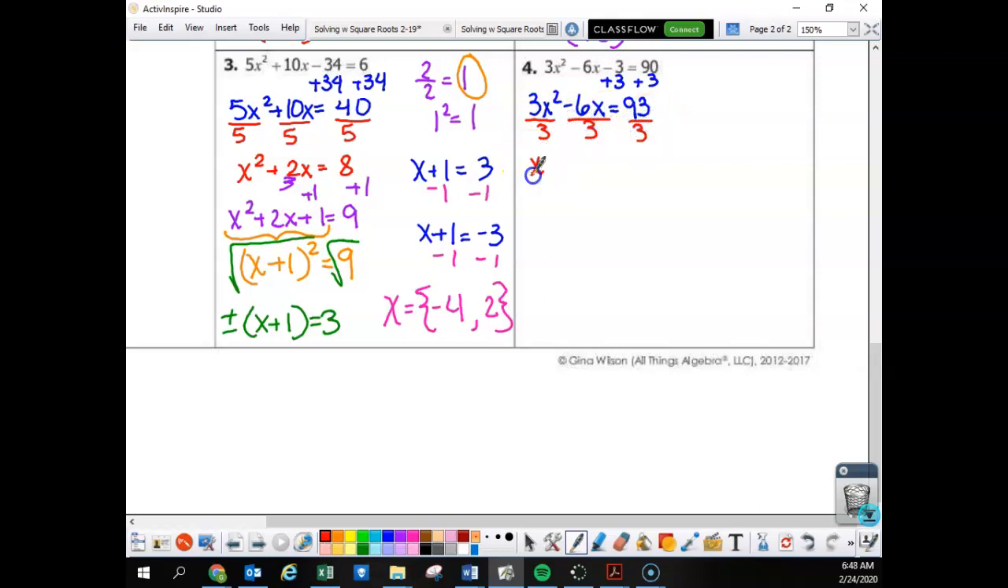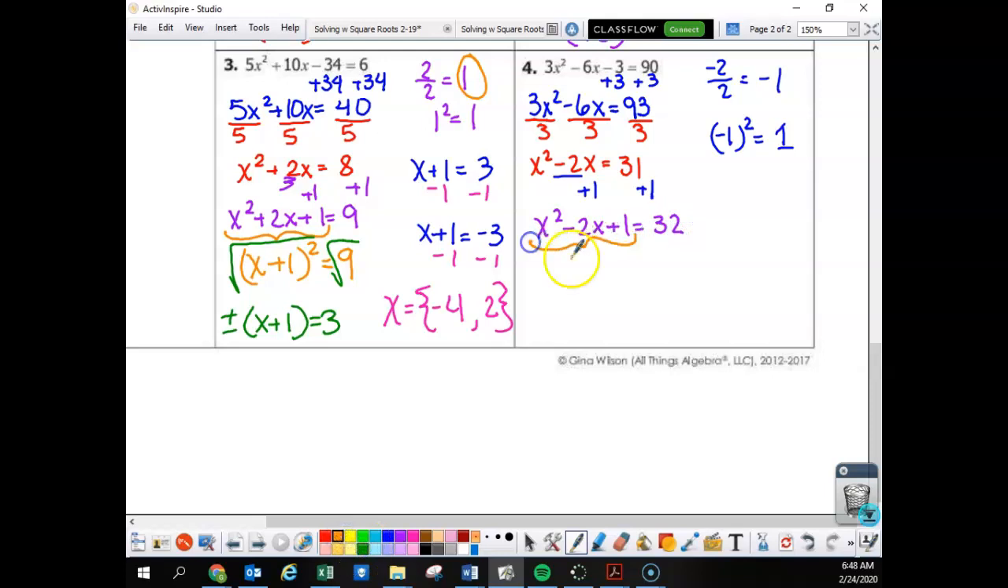So it's going to be x squared minus 2x equals 93 divided by 3 is 31. So my b is negative 2, so negative 2 divided by 2 equals negative 1. Negative 1 squared equals positive 1. So you're going to add 1 to both sides. So this is x squared, and then minus 2x plus 1 equals 32.